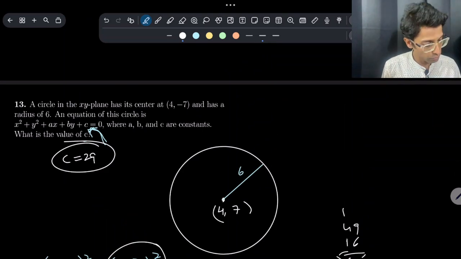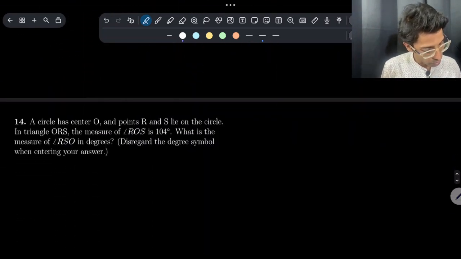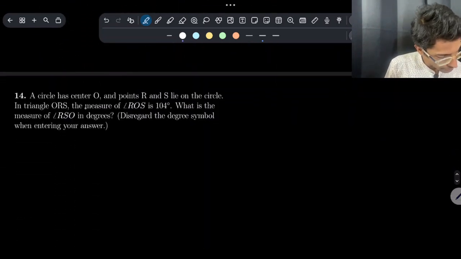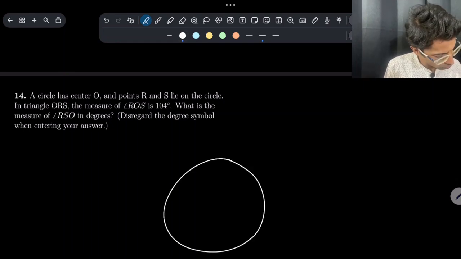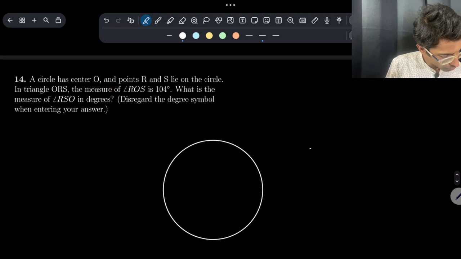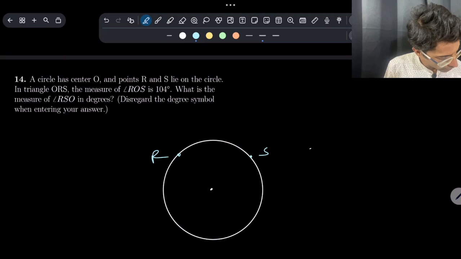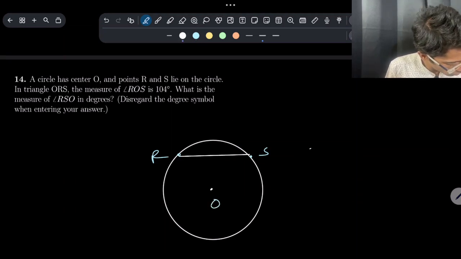That's how quickly you should be doing it in the exam. Now let's go to the next problem. A circle has a center O and points R and S lie on the circle. Okay, circle has a center O. Points R S. Okay, let me draw. Points R and S lie on the circle in triangle ORS. Okay, let me draw the triangle ORS.